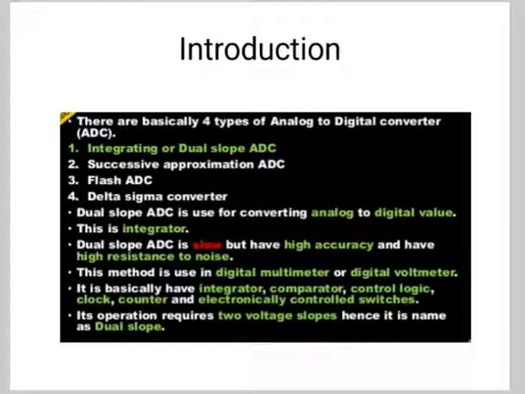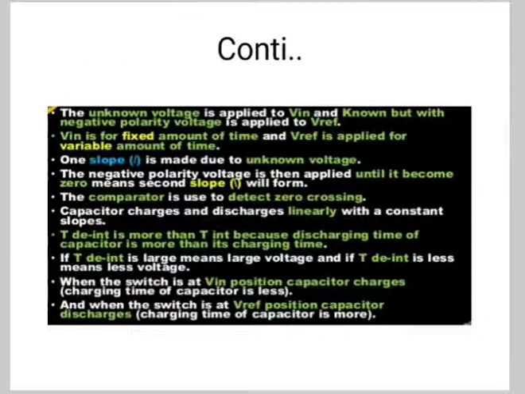It basically has an integrator, comparator, control logic, clock, counter, and electronically controlled switches. Its operation requires two voltage slopes, hence it is named dual slope. The unknown voltage is applied to V in and a known voltage, but with negative polarity, is applied to V reference. V in is applied for a fixed amount of time and V reference is applied for a variable amount of time.